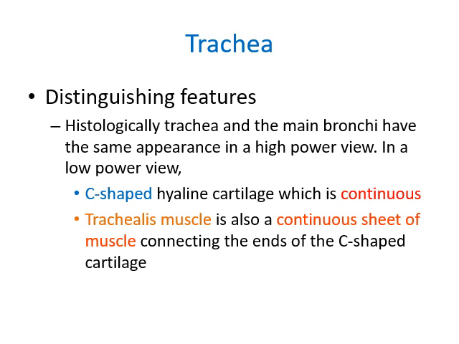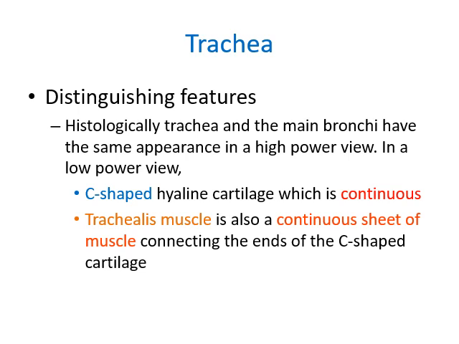Only in a low power view will you be able to see the C-shaped hyaline cartilage which is continuous. There are no breakages within the cartilage plate, and the trachealis muscle is also continuous, right? So you have the C-shaped cartilage which is continuous, with the two ends connected by a continuous layer of smooth muscle. Both the cartilage and the trachealis muscle are continuous in the trachea, but you will be able to see these features only in a low power view.